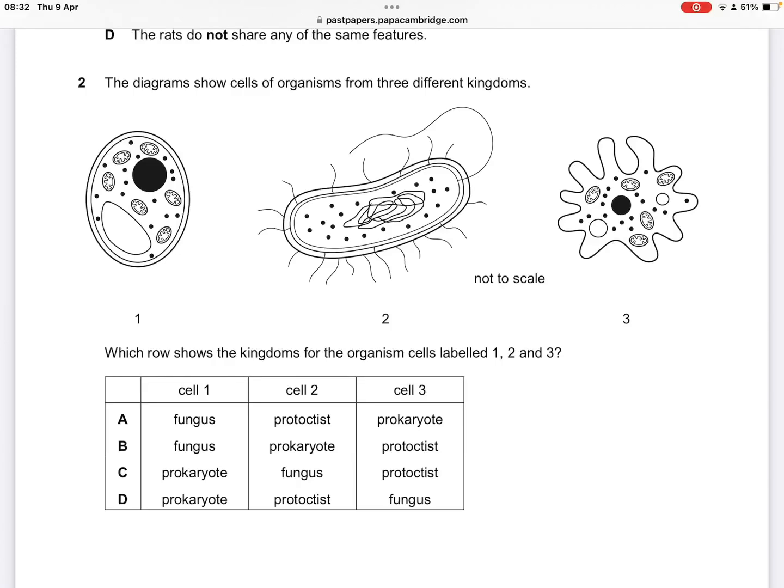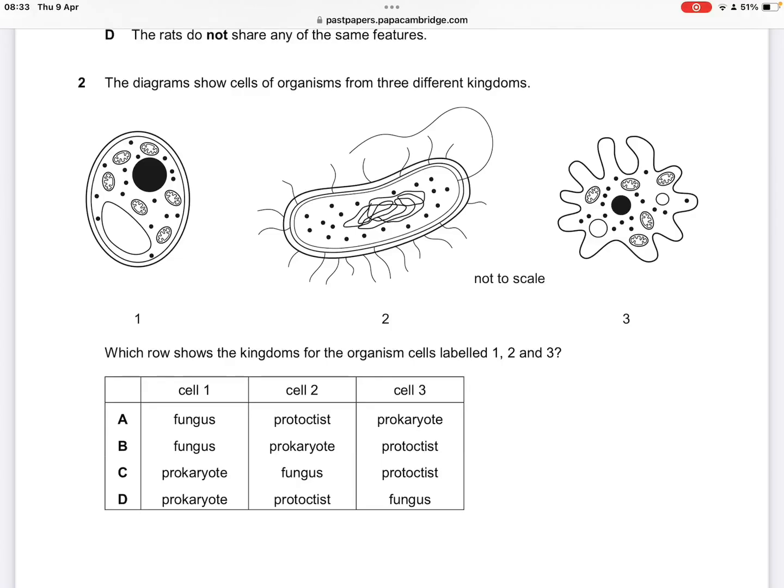If I look at cell 1, it's a single-celled organism. It's got a cell wall, which I know fungi have. It's got mitochondria, those 6 larger looking structures with the inner membrane folding inwards. That's the mitochondria. That's where respiration takes place. It's got a nucleus. I'm happy with that cell 1 being a fungus.